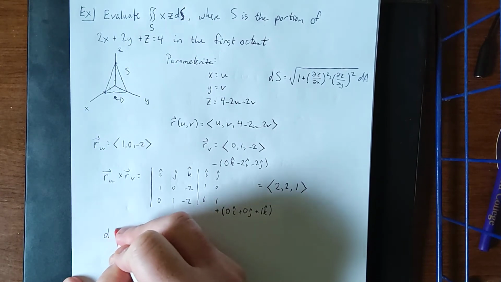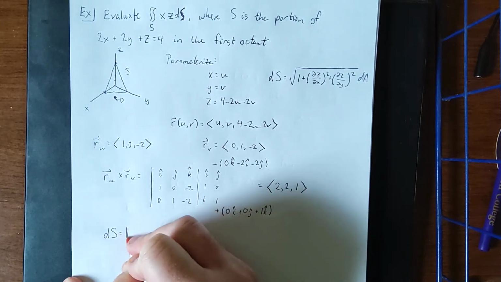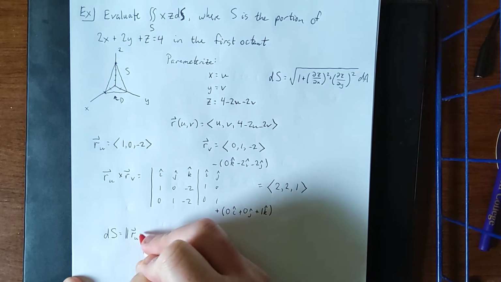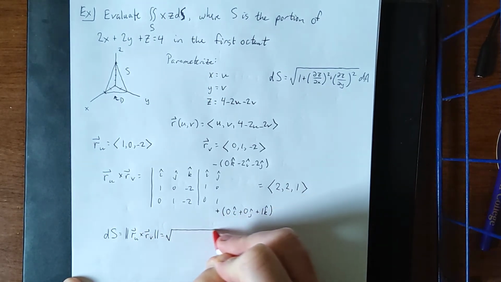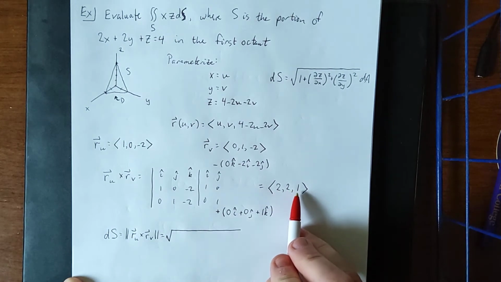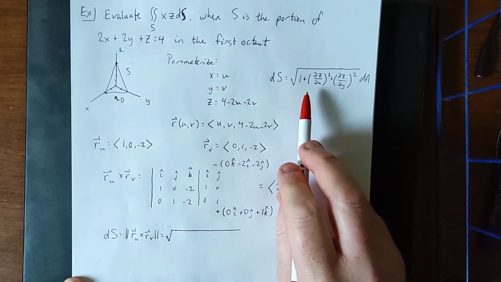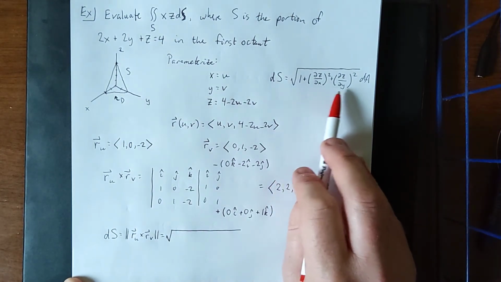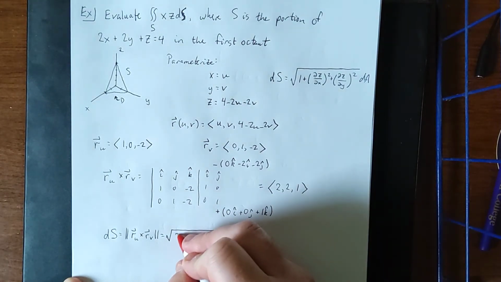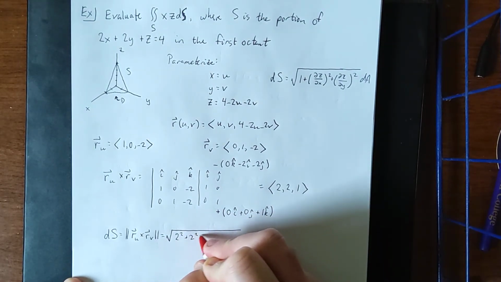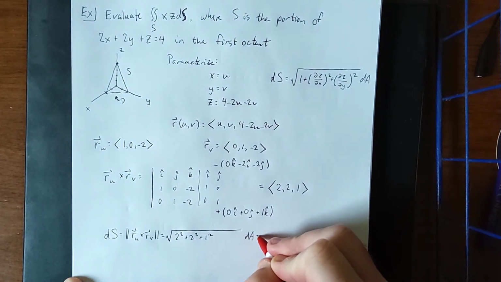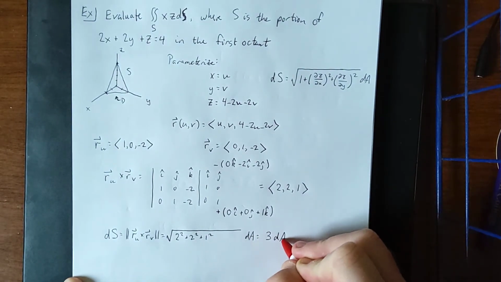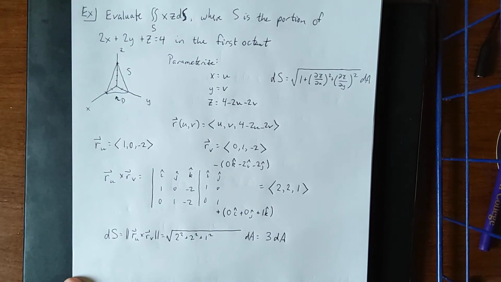So as far as dS is concerned, we're going to take the magnitude of this cross product, and you'll notice that the three components that we get here are 2, 2, and 1, which again correspond to a 1 followed by the partial derivatives squared. So the square root of 2 squared plus 2 squared plus 1 squared, dA. So we'll refer to that as 3 dA.